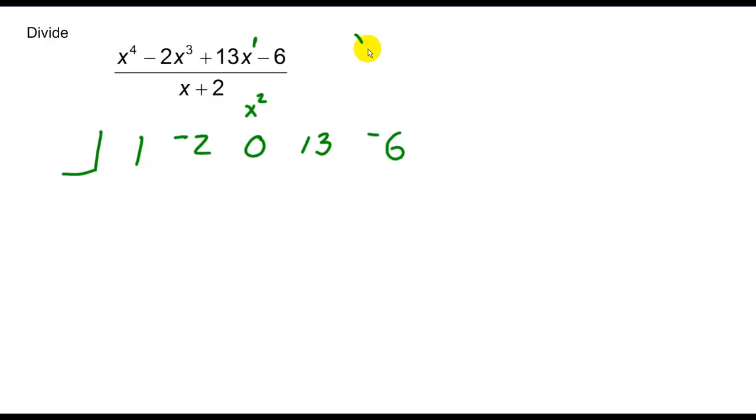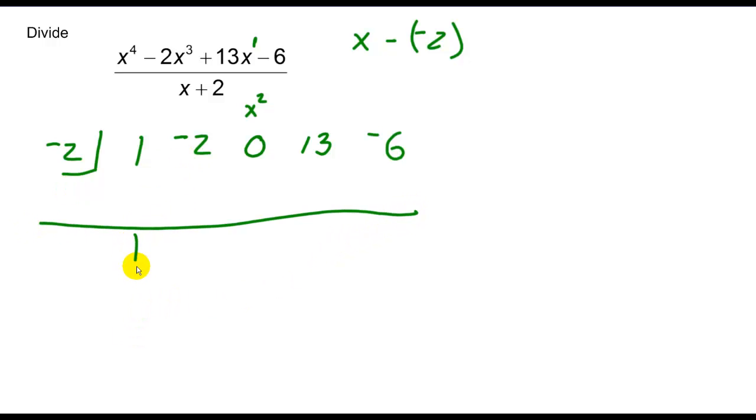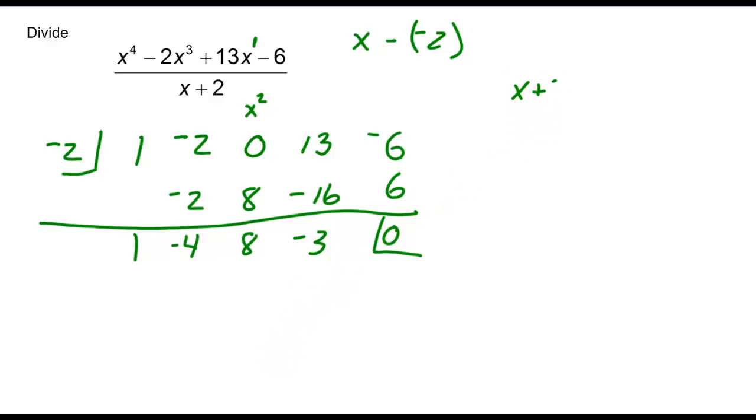Again, we need this to be in x minus a form, so x minus a negative 2. Therefore, I put that term in the box. Bring the first term down, multiply, get negative 2, add, and get negative 4, multiply, get 8, add, get 8, multiply, negative 16, add, negative 3, multiply, get 6, add, get 0. Therefore, x plus 2 is a factor.